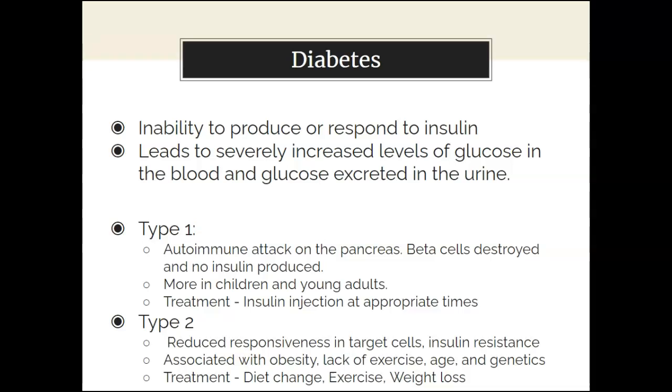Type 2 diabetes is reduced responsiveness in target cells, so insulin resistance. It's not an autoimmune attack, it is resistance that has been formed. This is typically associated with obesity, lack of exercise, age, and sometimes genetics. The treatment here is a change in lifestyle. So change in diet, adding exercise to your routines, losing weight. A lot of that can help fix this resistance issue. So type 2 typically happens later on in life and is sometimes treatable.